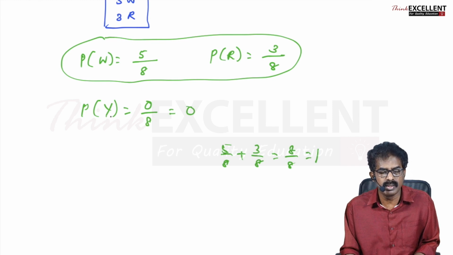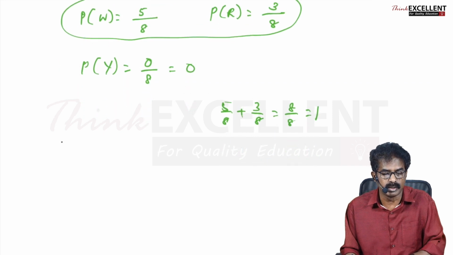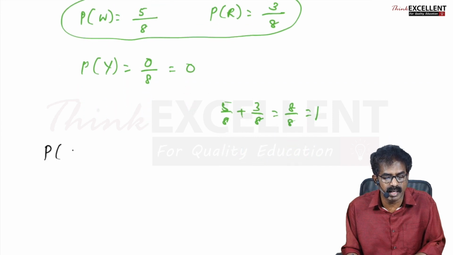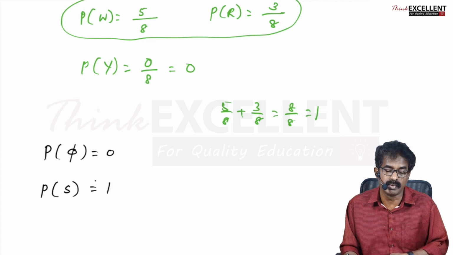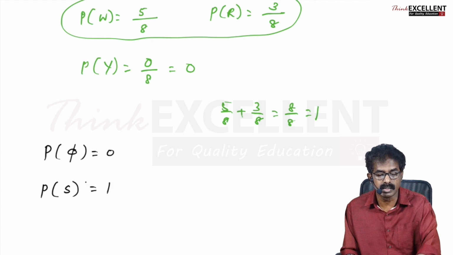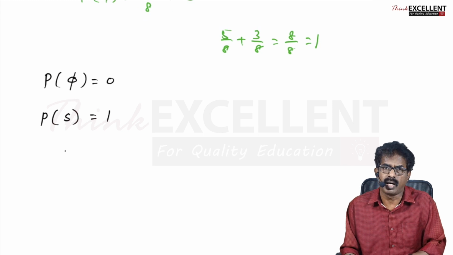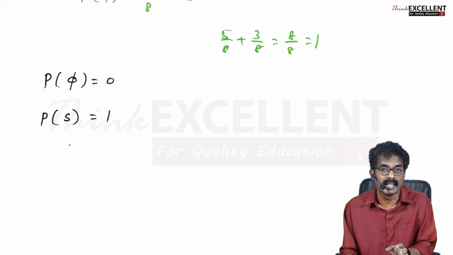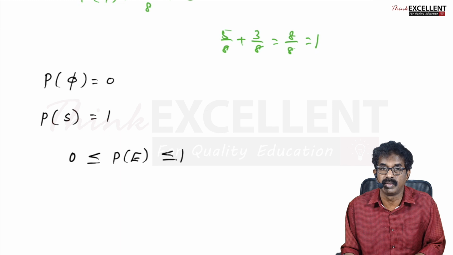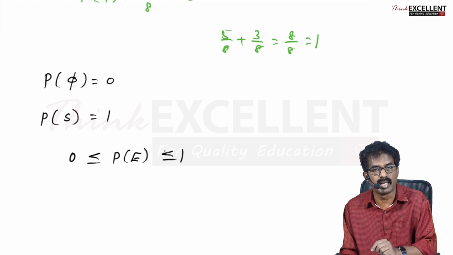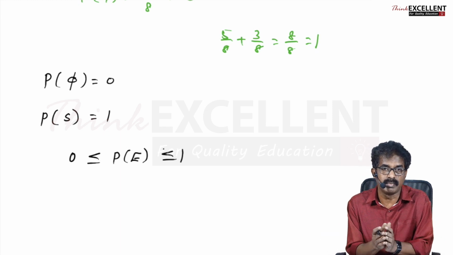The minimum value is 0. Probability cannot be negative. So the probability of an impossible event is 0, and the probability of a sure event is 1. Probability of a sure event is 1. Probability of an impossible event is 0. All other probabilities always lie between 0 and 1. So 0 is less than or equal to the probability of an event, which is less than or equal to 1. It can be 0, it can be 1; in all other cases, it lies between 0 and 1.